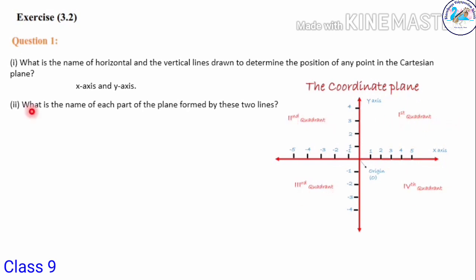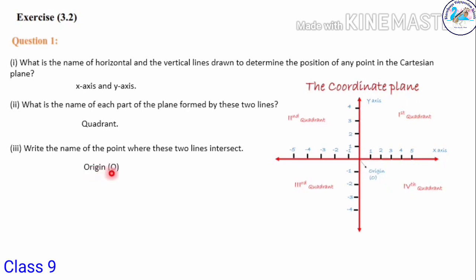Here the question is asked, what is the name of each part of the plane formed by these two lines? So the name of each part is quadrant. Third one, write the name of the point where these two lines intersect. This also we have learned that the x-axis and y-axis, the horizontal line and the vertical line, intersect at a particular point. That point is called the origin, represented by capital O. So the answer is origin, representation capital O.